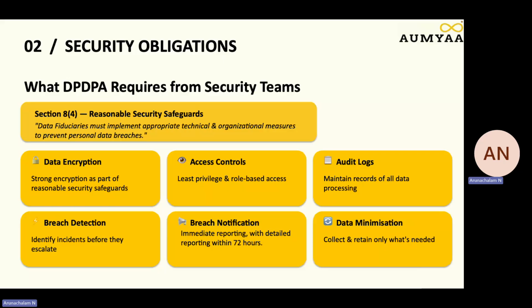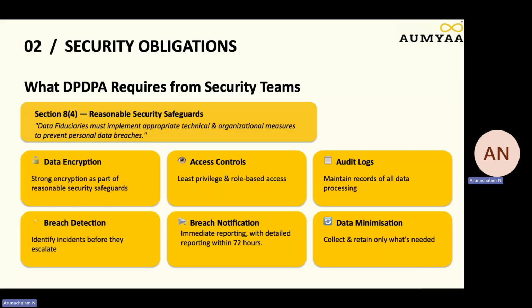Encryption. Strong encryption as a baseline safeguard, not an afterthought. Access controls, least privilege, role based access, so nobody touches data they don't need. Audit logs, a complete record of who touched what and when. Breach detection, catching incidents before they escalate, not after. Breach notification, immediate internal escalation with a formal detailed report due within 72 hours, and data minimization. You can't lose what you don't collect, so retain only what's needed.